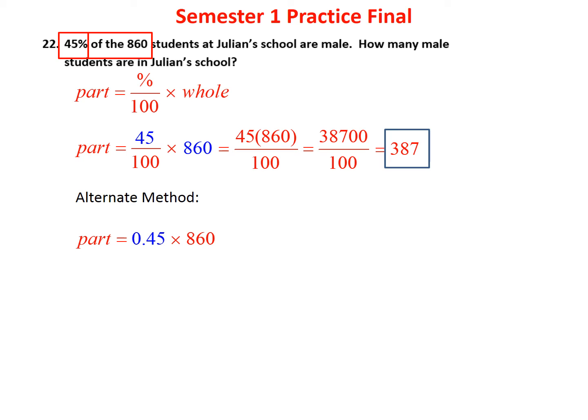Now another way you can do it is, instead of doing this as a fraction, you can just use the percentage, but change the percent. 45% equals 0.45. As we saw, all three of those are the same thing: 45%, 0.45, and 45 hundredths as a fraction. This way is very helpful when you're using a calculator, because for 45% you put 0.45, multiply it by 860, and you get that the answer is 387, just like the other way. So there are 387 male students at Julian's school.